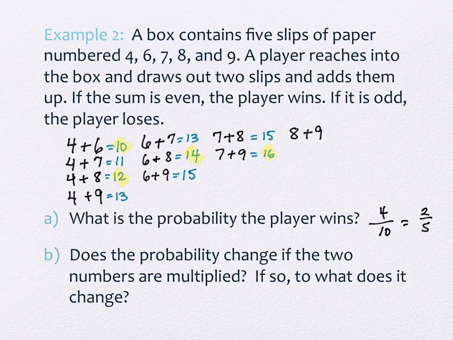Part B says, what happens if we change this so that the numbers are multiplied? Would it change the probability? Well, it seems possible that it would anyway, right? We have to check and see. The answer of yes or no really does depend on the numbers that are in that basket and how they're arranged. I'm going to erase all of the sum values that I got because I don't want it to confuse us for the next part.